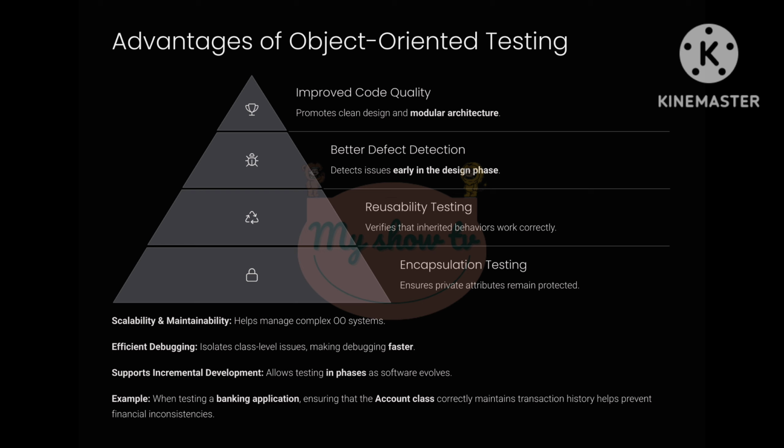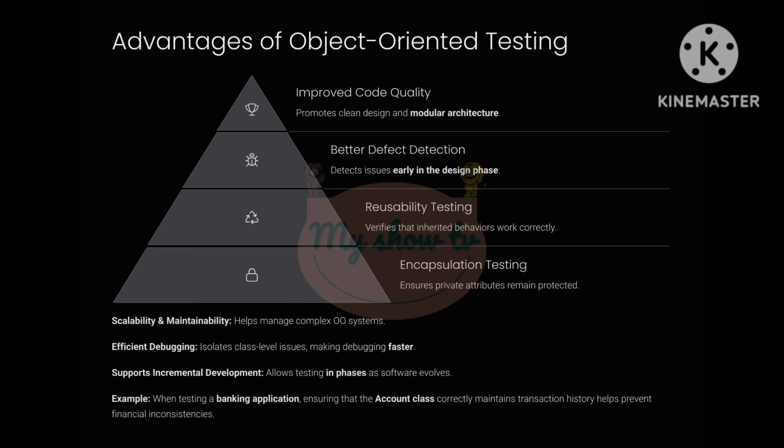Finally, let's discuss some of the key advantages of object-oriented testing. 1. Encapsulation testing ensures private data members and methods remain protected from unauthorized access. Example: in a banking system, user passwords should not be accessible outside the user class. 2. Reusability testing tests inherited behaviors to verify if subclass methods work correctly. Example: a savings account class inheriting from bank account should correctly implement interest calculations.